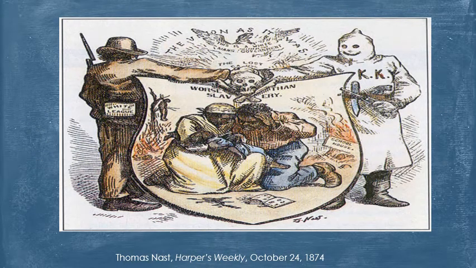What I want to do now is turn to white vigilante violence carried out by 2 groups in particular that we see in this slide. So before we talk about these 2 groups, I want to look at this imagery, and this comes from a political cartoon drawn by Thomas Nast for Harper's Weekly in October of 1874.